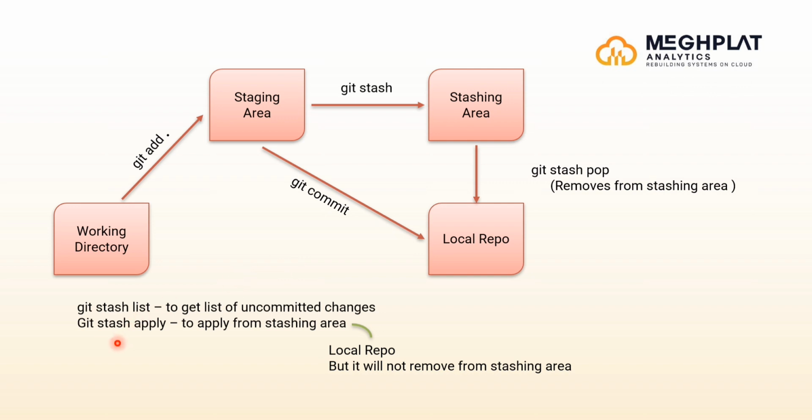There is another command called git stash apply. It will also bring the changes from the stashing area to the local repository, but it won't remove them from the stashing area. But in git stash pop, as you can see, it will be removed. So whenever we are ready to commit, but we are not sure whether we can commit into our local repository or not, in that case we can use stashing. So stashing is helpful. Let's do it in our Git Bash.